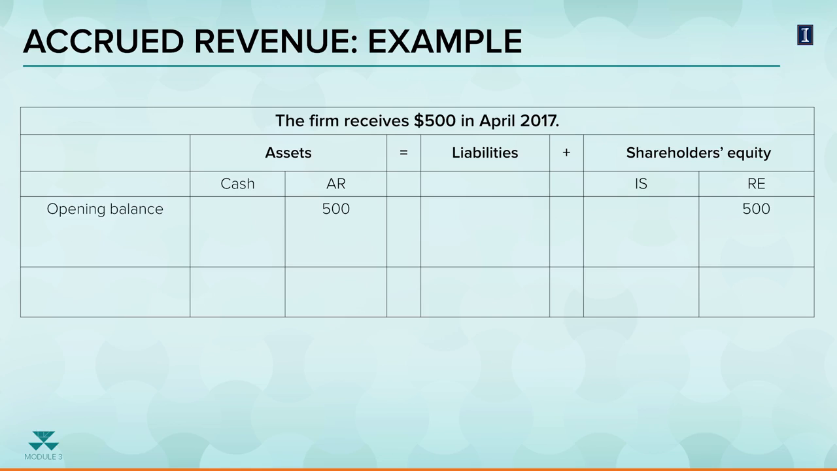Next year comes, the firm receives $500 in April 2017. So how are we going to book this? First, this is not the first year that the firm is in business. Therefore, there are some opening balances, which is the same as closing balance of last year. Account receivable $500 and retained earnings $500. When the firm receives cash, cash balance will go up by $500 and account receivable will be reduced by $500. And now we are ready to close these financial transactions for year 2017. At the end of year 2017, we have a cash balance of $500. We also have a retained earnings of $500.